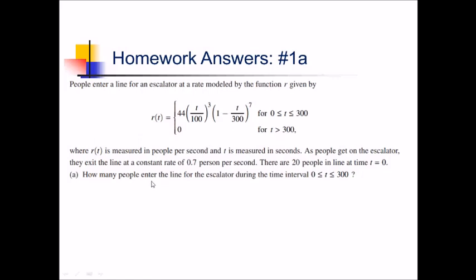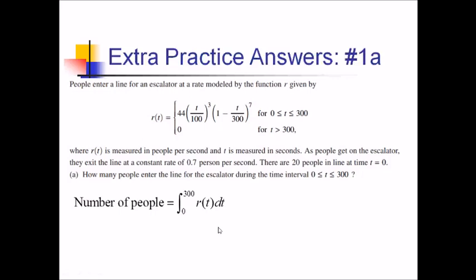Given that setup, part A asks how many people enter the line for the escalator during the interval from 0 to 300. So we have the rate at which people are entering here. We just need to integrate that from 0 to 300 to get the number of people who get on in that time interval. So I'm going to write the integral from 0 to 300 of r of t dt, and let's do that on the calculator.